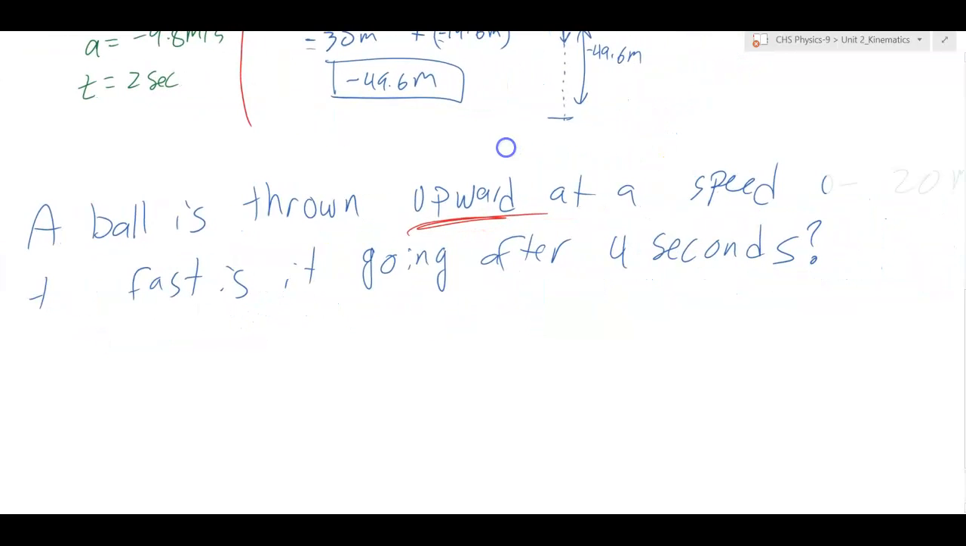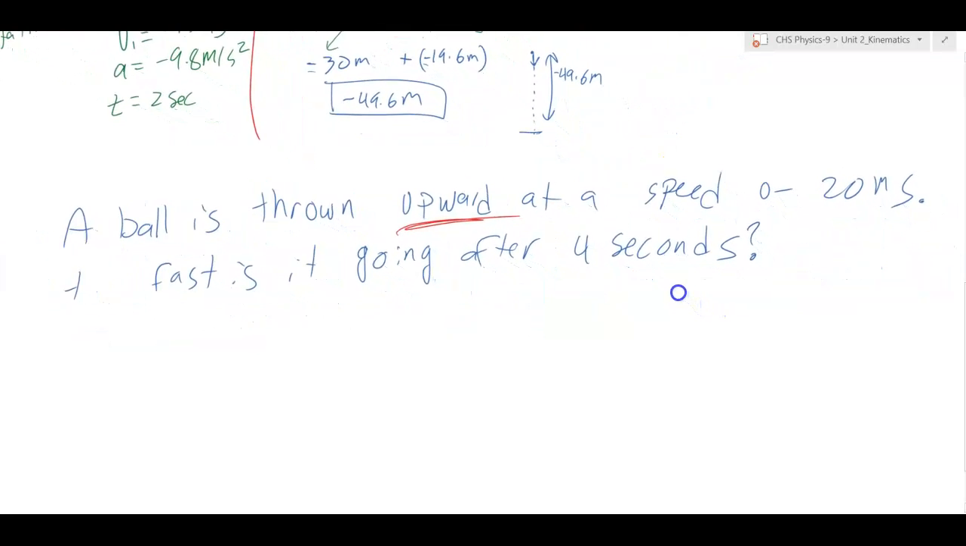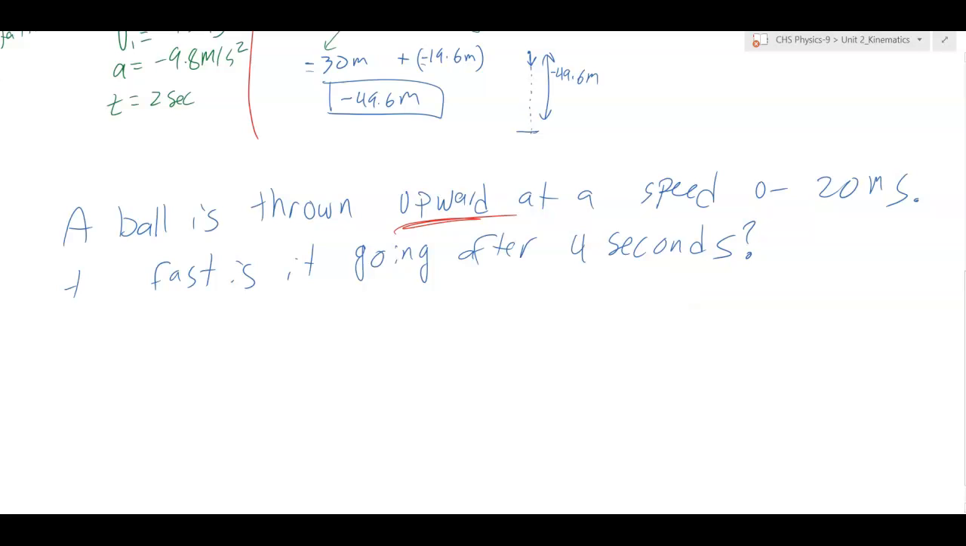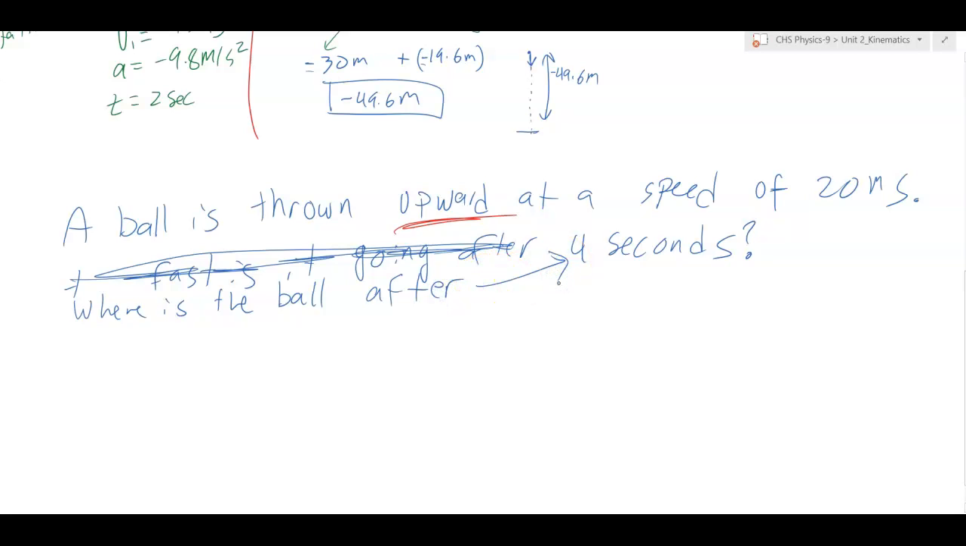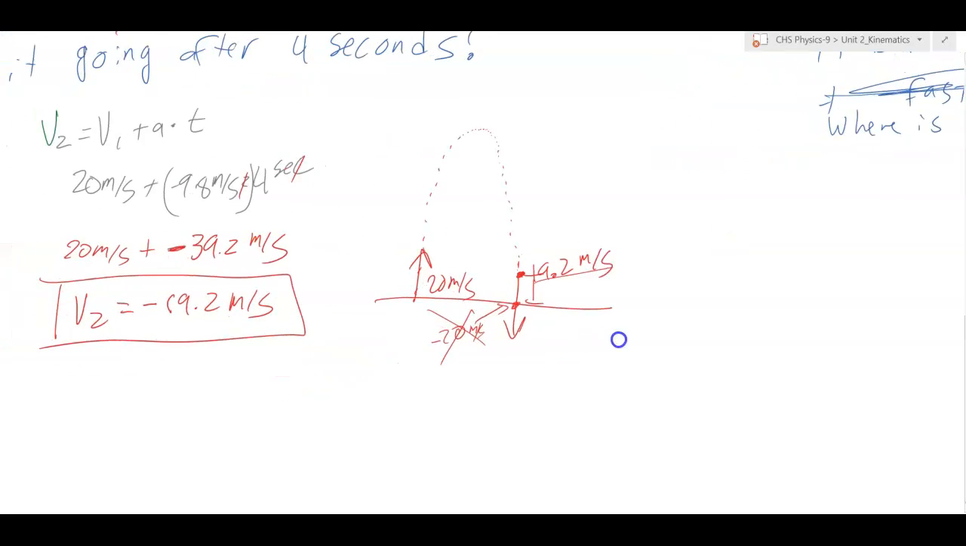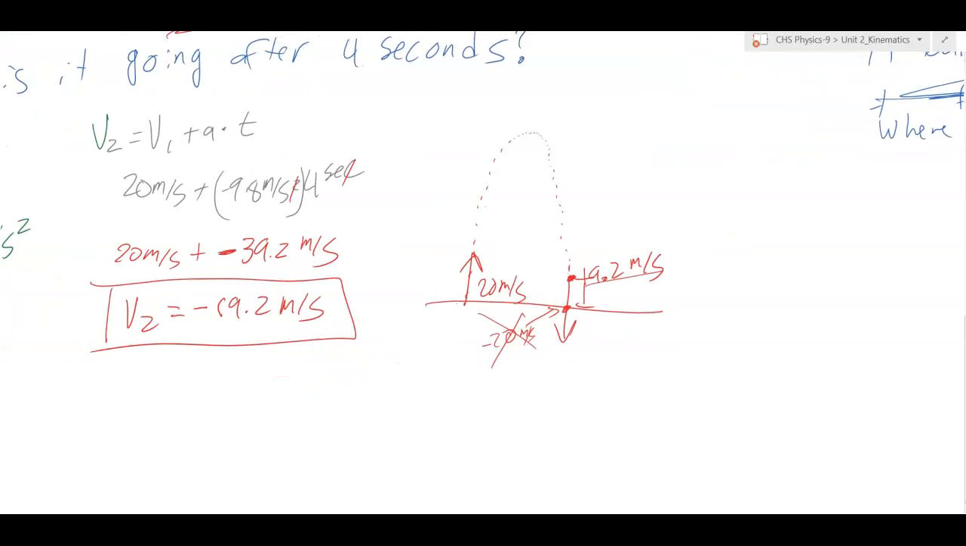Alright, for the next one, this was our original one. So the ball is thrown upward at a speed of 20 meters per second. And then we wanted to know how fast it was going after 4 seconds, but we want to know where is the ball after 4 seconds.